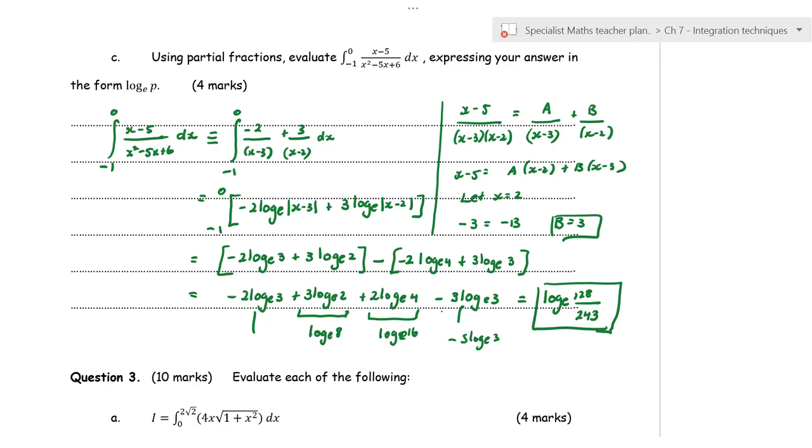And as you can see, when they mean log e p, p can just be any number. Any real number. So there's a fair bit of work in that.